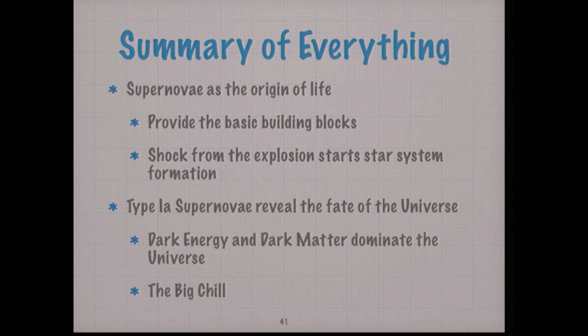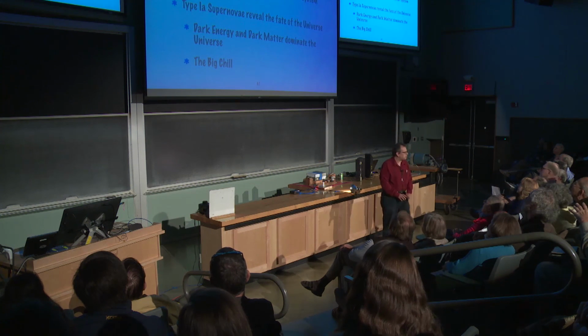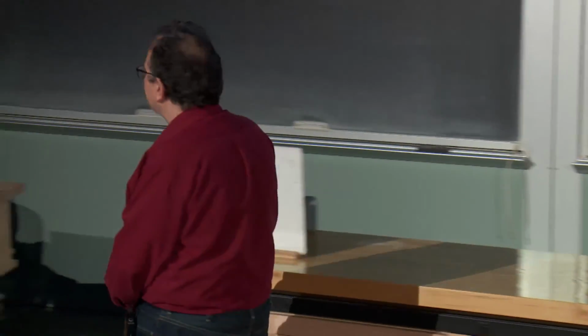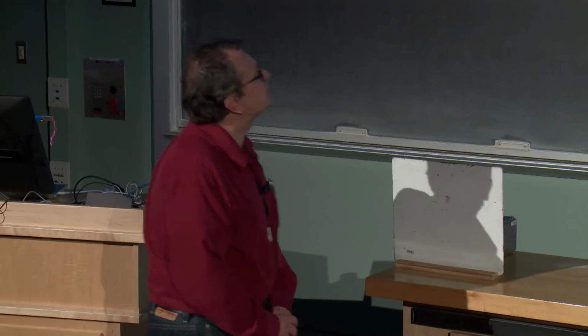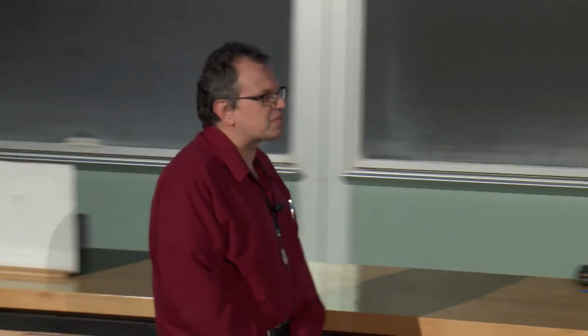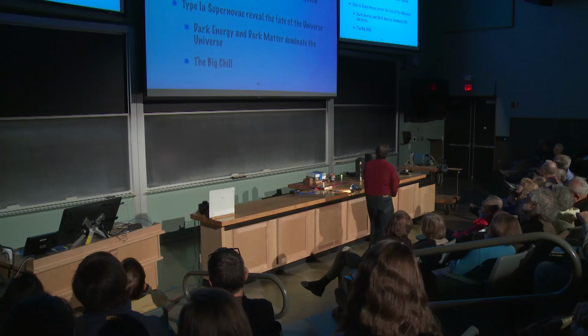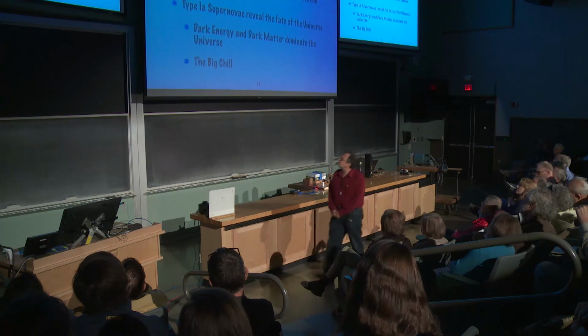So here's my summary of everything. I talked about supernovas as the origin of life. They provide the basic building blocks. The shock formation from the explosion starts the formation of star systems, which I'll point out we live in, a star system. So it is the origin of life. And type 1a supernovas reveal the fate of the universe. Dark energy and dark matter dominate the universe, and it will end in a big chill.